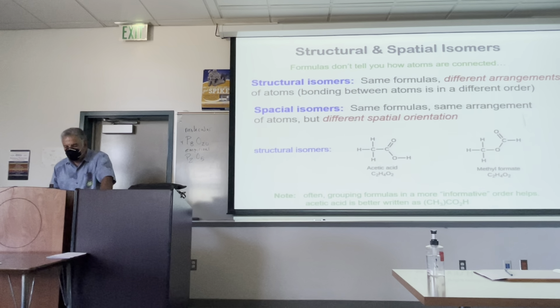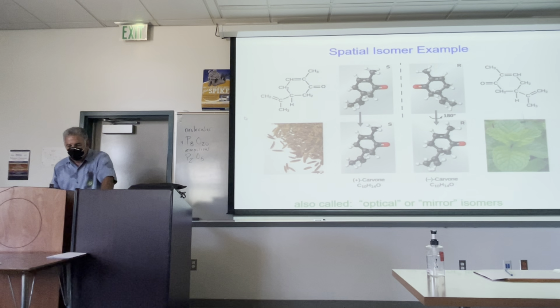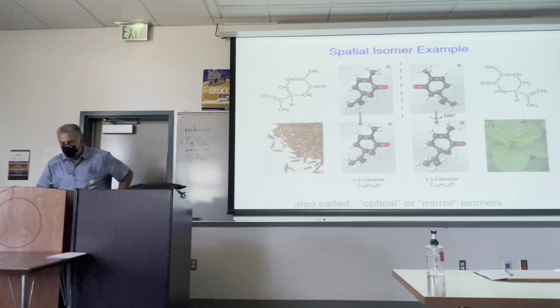A spatial isomer has the same formula, same arrangement of atoms, but different orientation in space. And you can do that with model kits, and we'll look at that. So for some spatial isomers, we give them a plus and a minus sometimes, an L and a D, an R and an S. They're also called optical or mirror isomers because they're rotated 180 degrees.